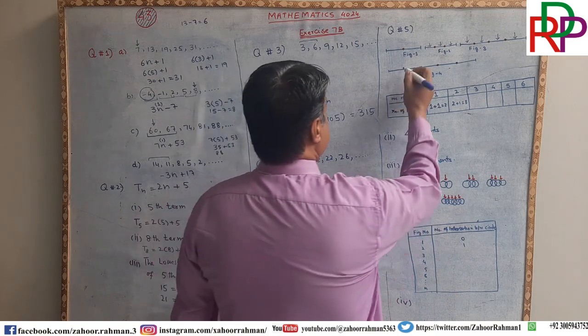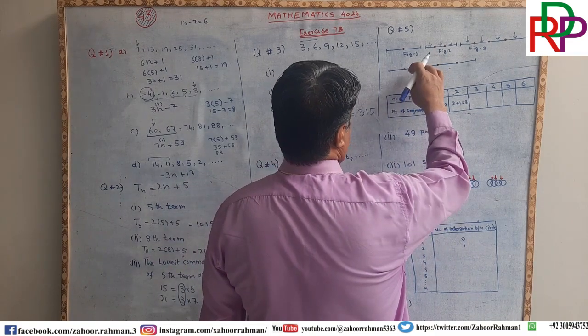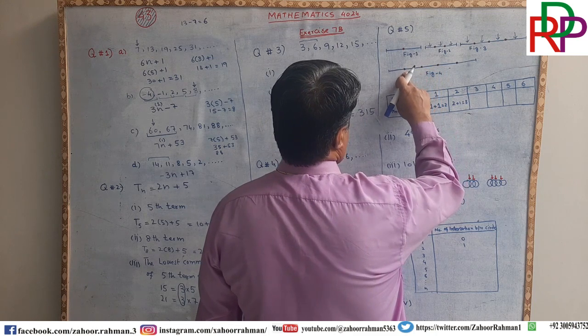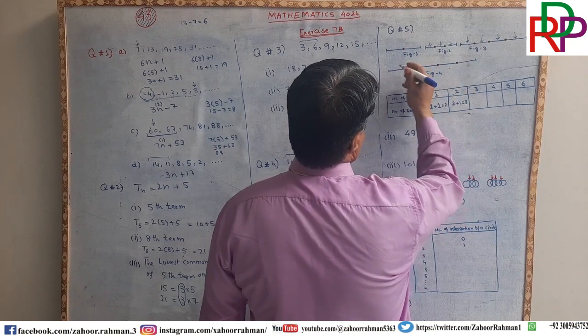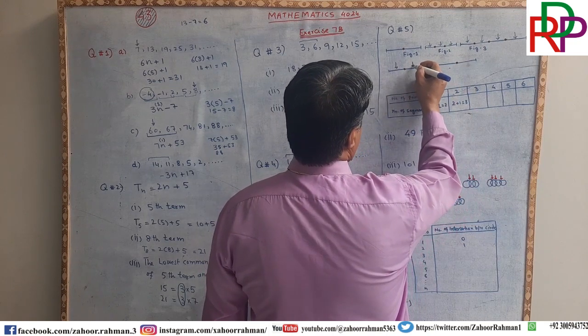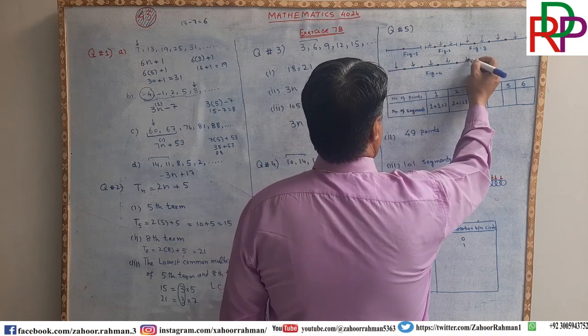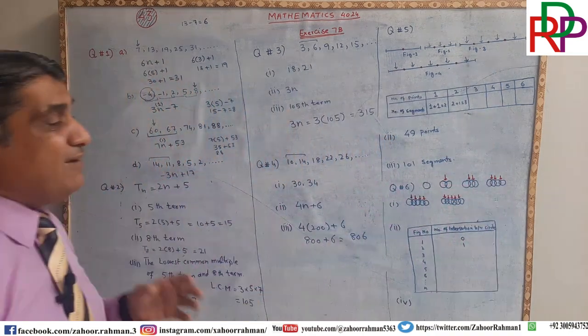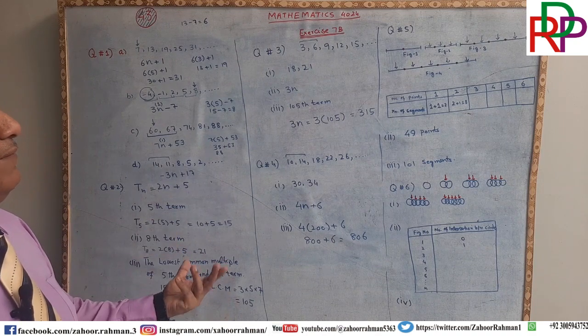Similarly, there is figure number 4. So there are 4 dots. How many segments will we get? 1, 2, 3, 4, and 5. So always you are getting one more segment than the number of dots.